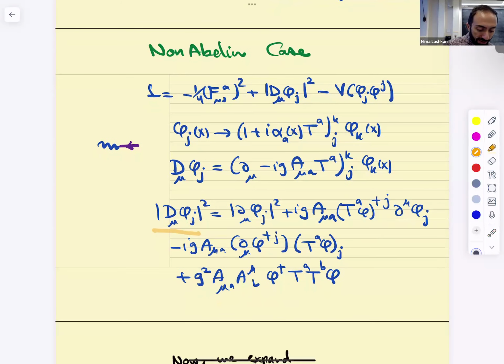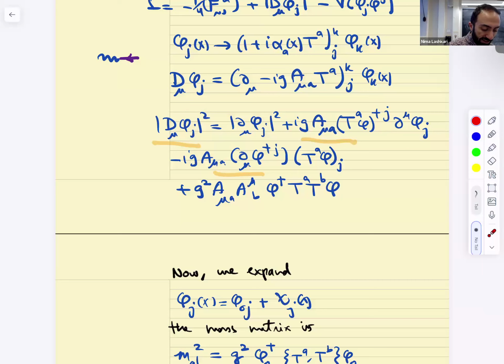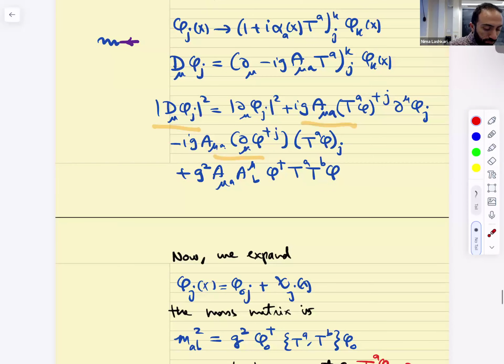You wouldn't be surprised to know that these two terms are the origin of the trouble. I haven't done spontaneous symmetry breaking yet. I have not introduced a background field yet. Now I'm going to do it. I'm going to take phi j and write it as phi 0j plus chi, a fluctuating field. This term will give me a mass term for the non-abelian gauge boson, because I put in phi 0, phi 0.